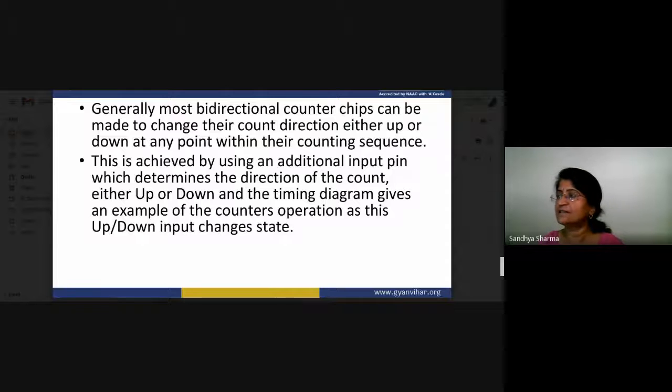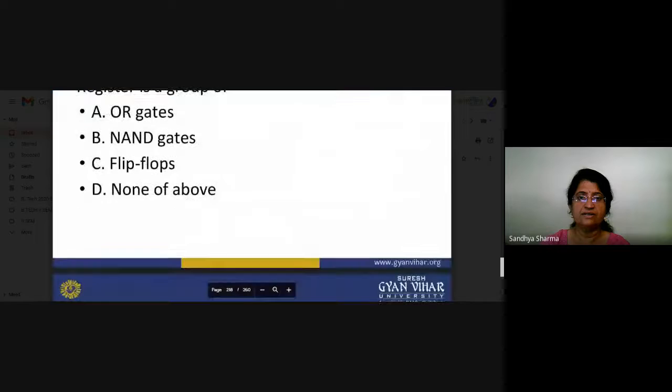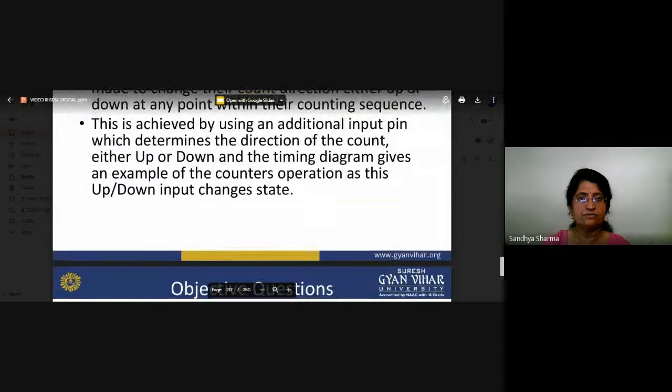You can see what a bi-directional counter is. Bi-directional counter chips can be made to change count either way, so bi-directional because it can count either up or down. This can be achieved by using an additional input pin which determines the direction of count. So either up or down, and the timing diagram gives us different things we can see here also.